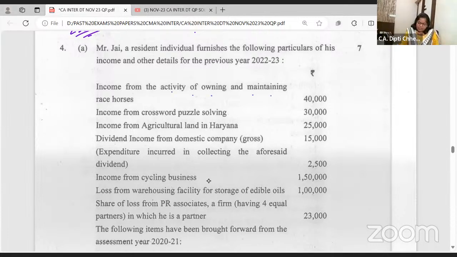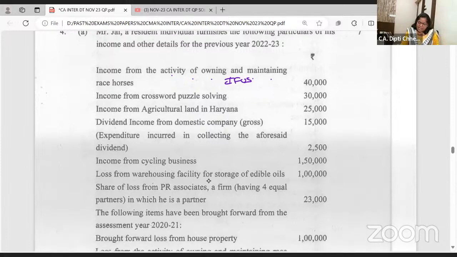Income from the activity of owning and maintaining horse races, where will it be taxable? Income from other sources. Crossword puzzle, 30,000, other sources. Agricultural income in Haryana is exempt. Dividend from a domestic company is taxable under other sources. Expenditure on collecting this dividend is not allowed. From dividend only one expense is allowed: interest on a loan you have taken to invest in shares, that too up to 20% of the dividend received. Any collection expense and the like is not allowed for the dividend.